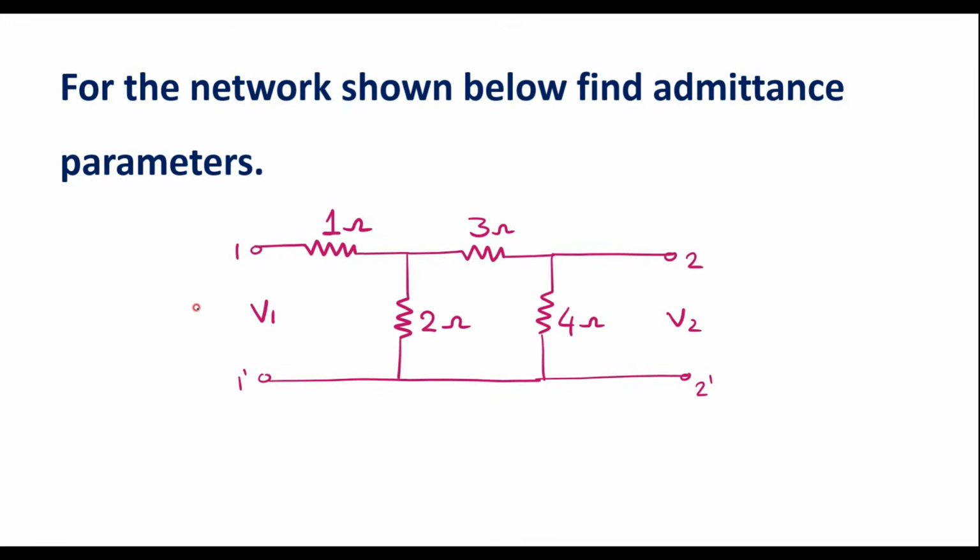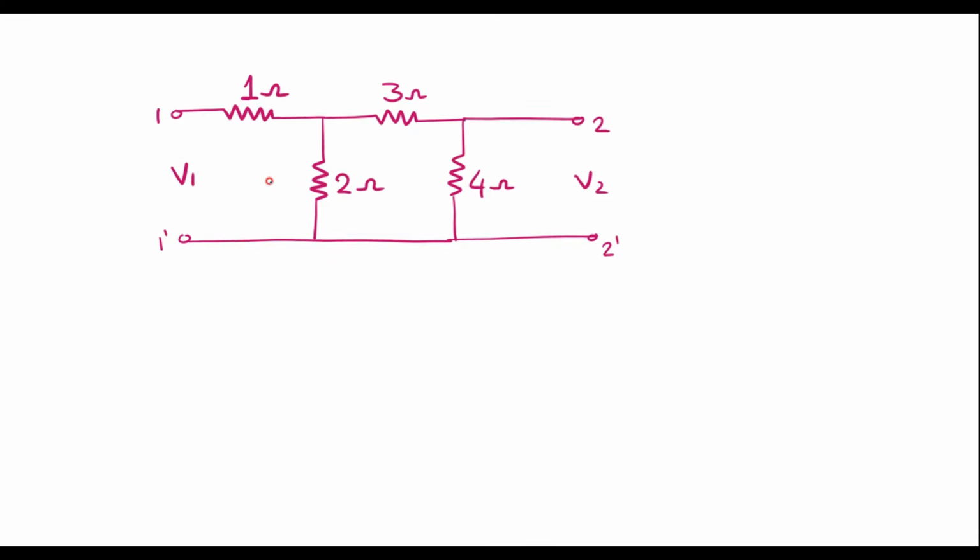In this video, I will consider one numerical to find Y parameters. For the network shown below, find admittance parameters. Admittance parameters are also known as Y parameters. This is the given circuit. For this circuit, we are supposed to calculate Y parameters or admittance parameters. So this is the given circuit.